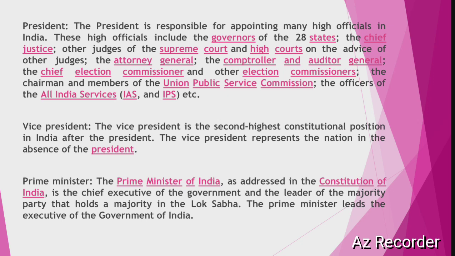Next, President. The President is responsible for appointing many high officials in India. These high officials include the governors of the 28 states, the Chief Justice, other judges of the Supreme Court and High Court on the advice of other judges, the Controller and Auditor General, the Chief Election Commissioner and the other election commissioners, the chairman and members of the Union Public Service Commission, the officers of All India Services, IAS and IPS, etc.